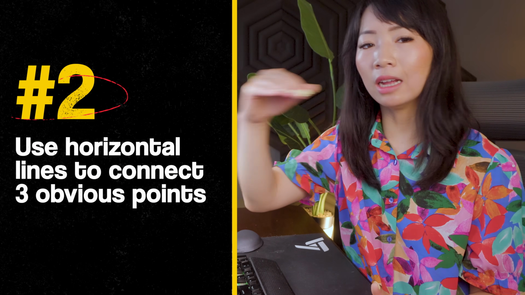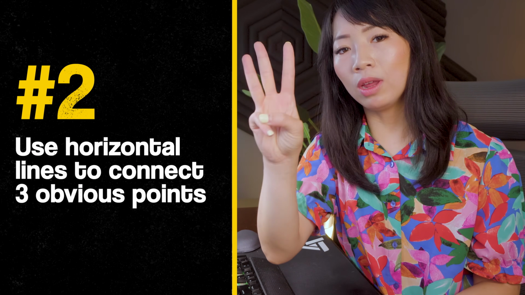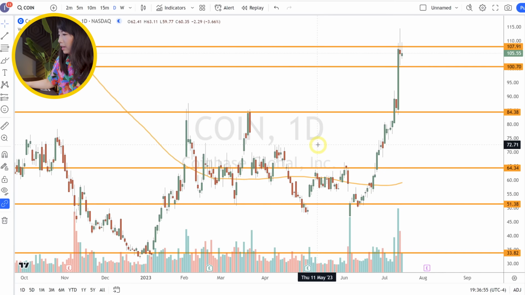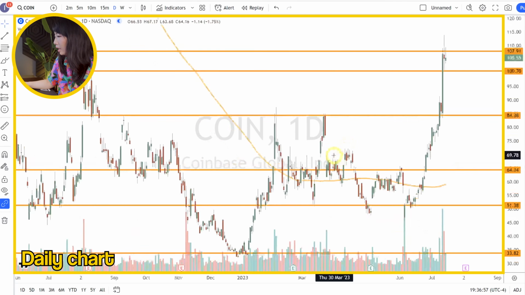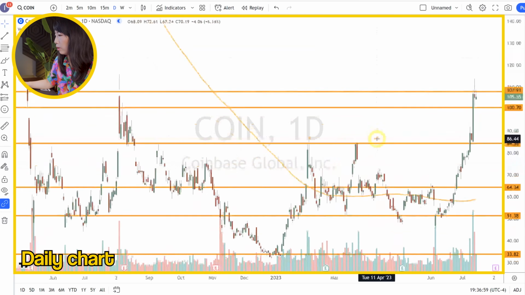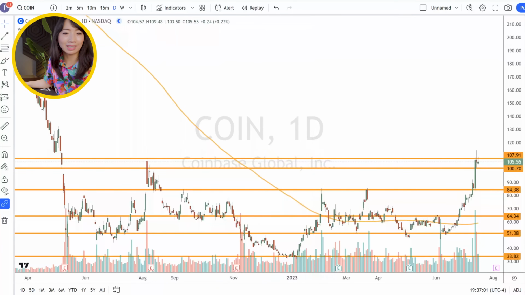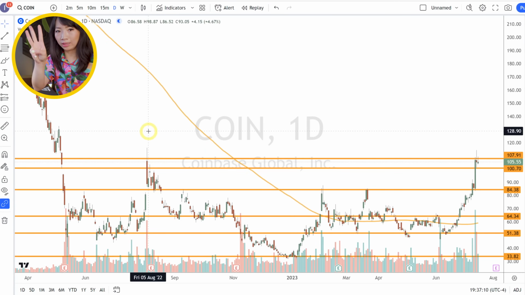Moving on to step number 2, to draw support and resistance, use the horizontal lines to connect at these 3 obvious points. So a very quick tip for you is to always zoom out on the daily chart. Like so, I want to zoom out on the daily chart to make it very simple to see where the lines actually connect. So you can identify all the highs and the lows like we had earlier and make sure that they connect at these 3 points.